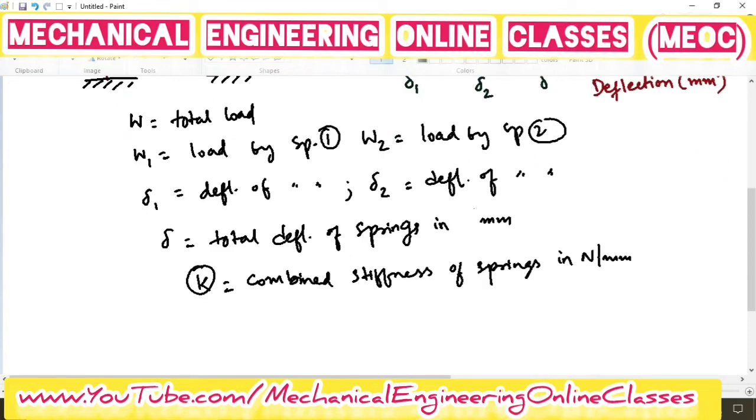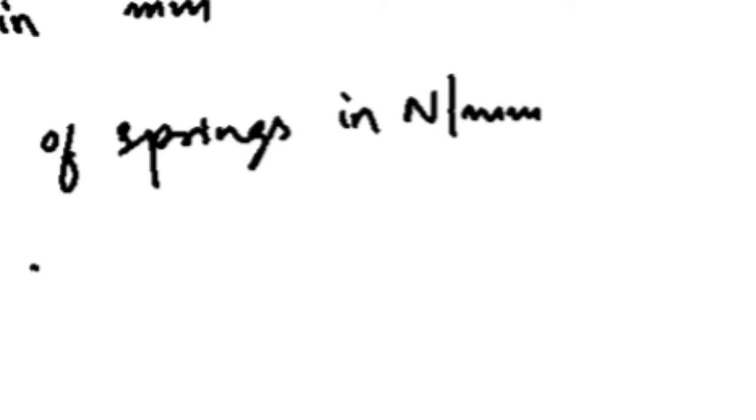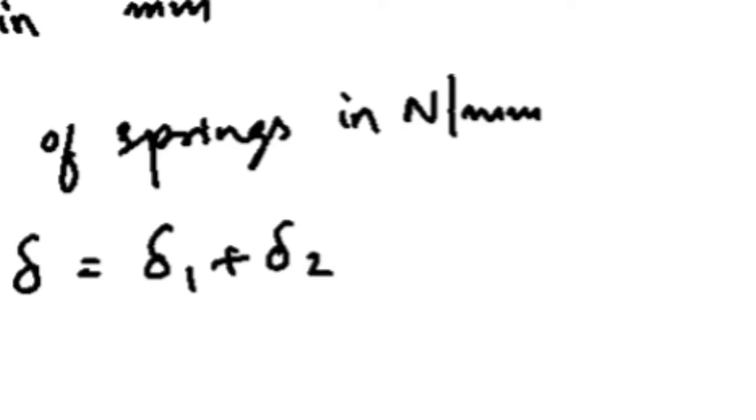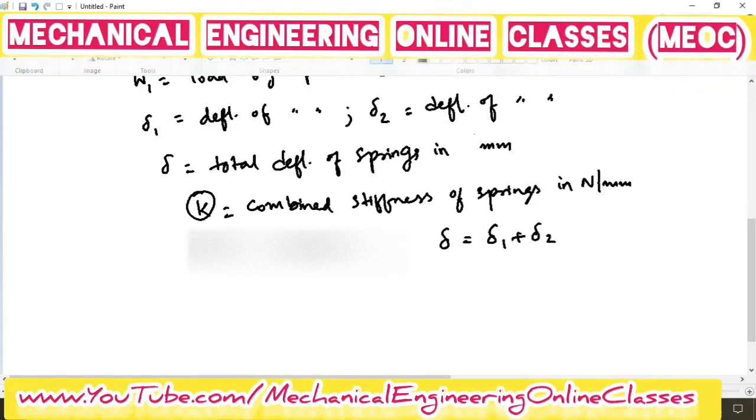So when the springs are connected in series, the total deflection of the springs delta is equal to delta 1 plus delta 2, the deflections of both the springs combined. Now if K is the combined stiffness, which we have already indicated here, and I write this particular delta as W by K, it is similar to F is equal to Kx. X is the deflection delta and K is the stiffness and W is F.